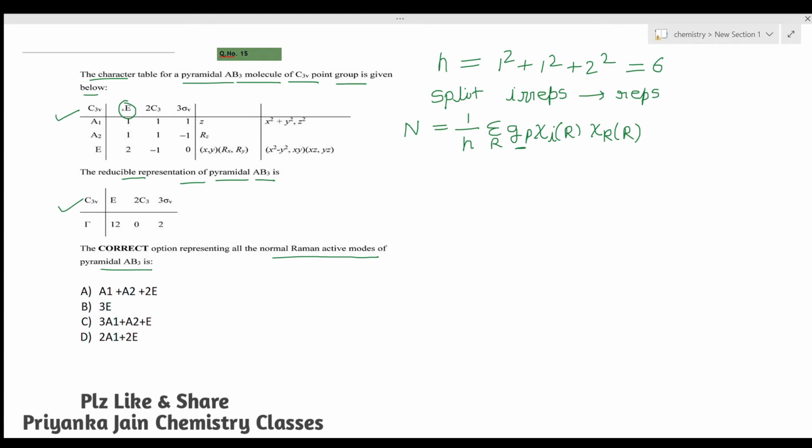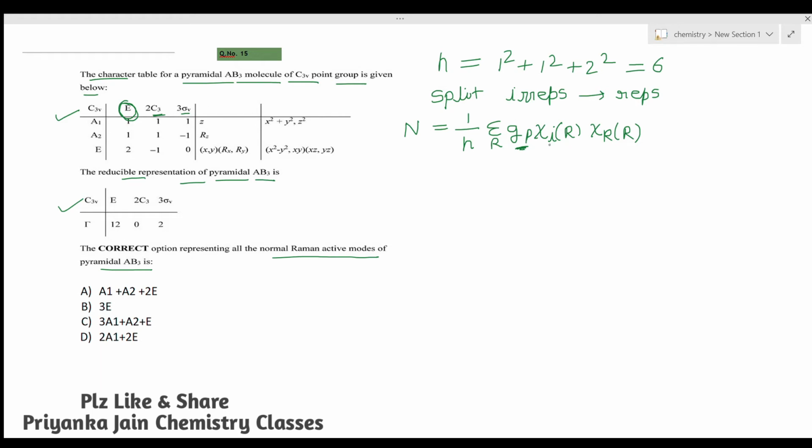Suppose in the case of E, this is 1. For C3, it is 2. And in the case of sigma v, there are 3 operations, so the number is 3. Here g_p is the number of operations. In the case of the E operation, it will be equal to 1. In the case of C3, there are 2 operations, so its value will be 2, while in the case of sigma v, there are 3 operations, so its value will be 3.